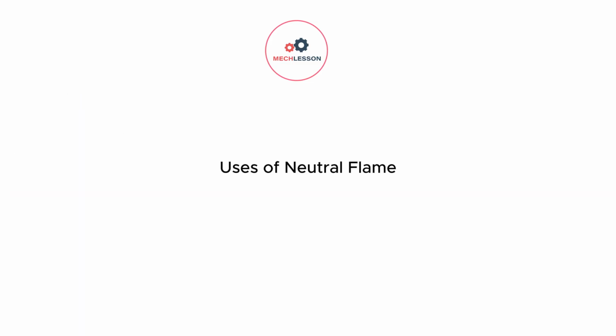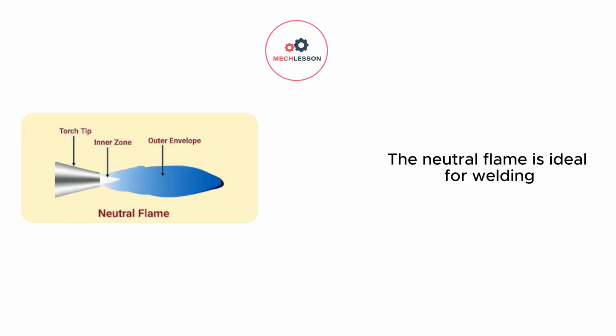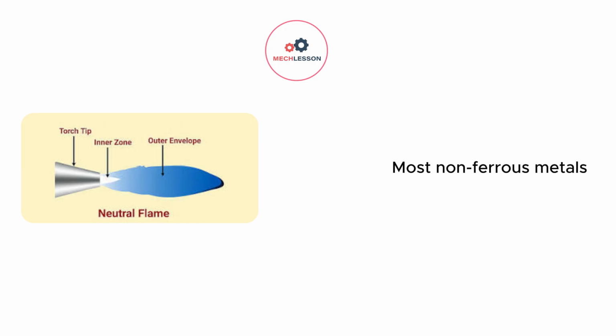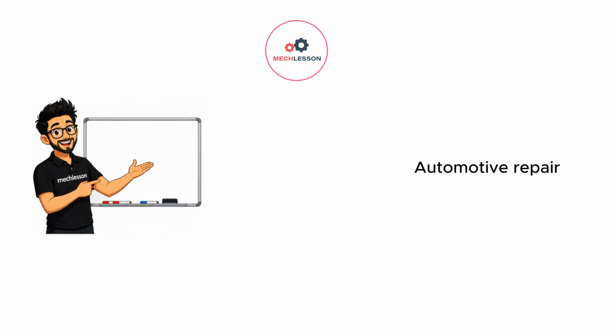Uses of neutral flame. The neutral flame is ideal for welding mild steel, stainless steel, cast iron, aluminum, copper, nickel alloys, most ferrous metals, and most non-ferrous metals. It is commonly used in automotive repair, sheet metal fabrication, general maintenance, pipe welding, structural fabrication, and artistic metalwork.